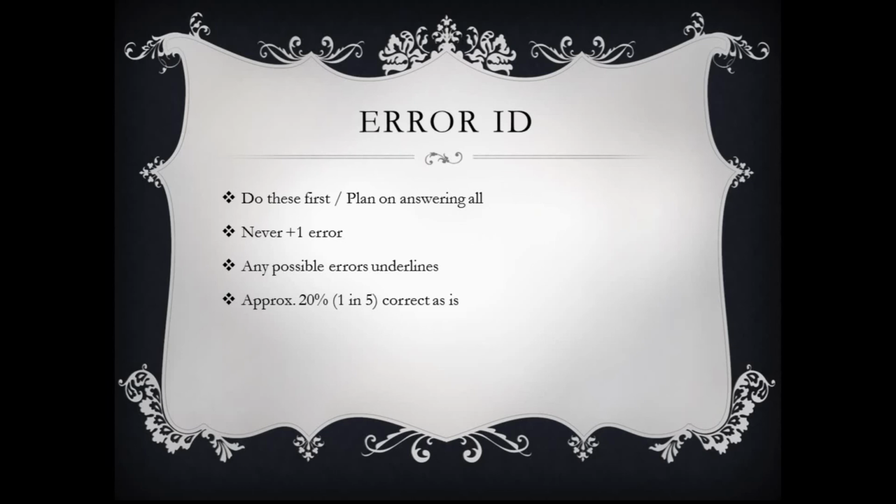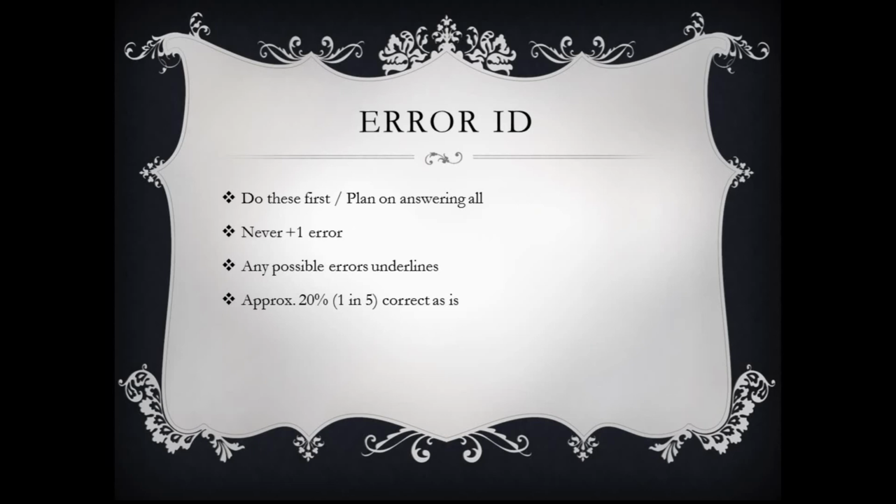So some tips for the error ID questions. Do these first and plan on answering all of them. For the error ID questions, you're not asked to correct them. You're simply being asked to identify where the error is. So these should go fairly quickly for you, not take up a lot of time, and because they're a little bit easier, that will give you more time to focus on the sentence correcting section.